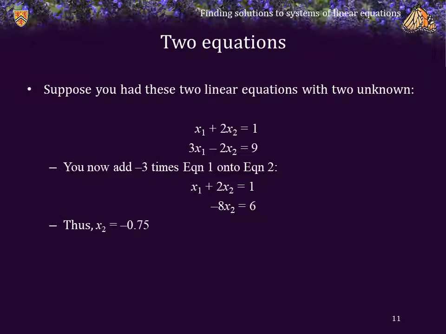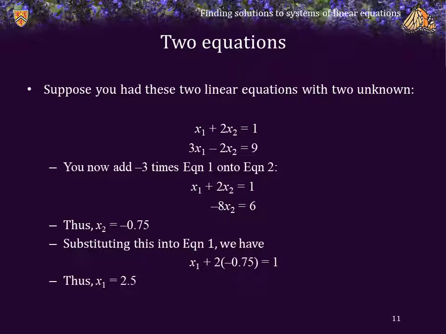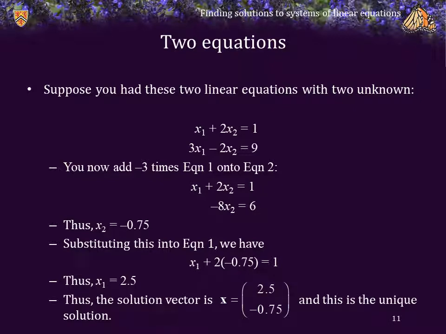All right, now given x2 is negative 0.75, we can substitute that back into equation 1. Well, that gives us that equation there, so x1 minus 1.5 is equal to 1. Therefore, x1 is equal to 2.5. All right, so the solution vector to this system of linear equations is the vector x equaling 2.5, negative 0.75. And this is the unique solution to this system of linear equations.